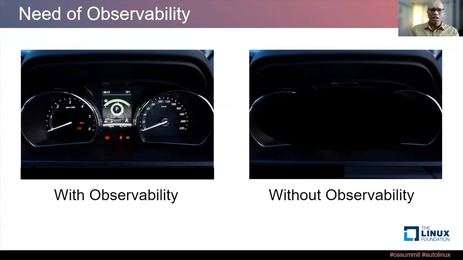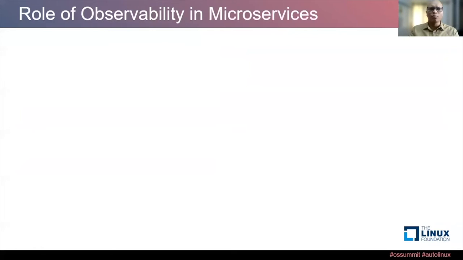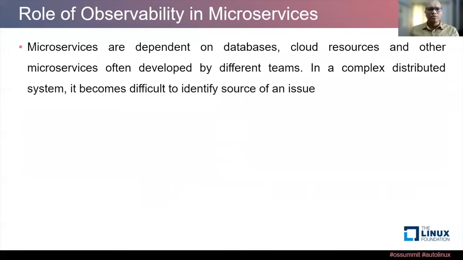So let's look at the role of observability in microservices. So microservices are dependent on database, cloud resources, and other microservices. When you develop microservices, unlike singleton applications, singleton APIs which you develop, microservices are developed by different teams.